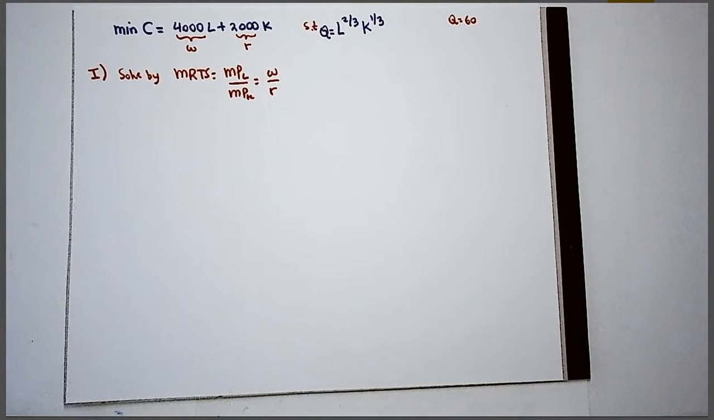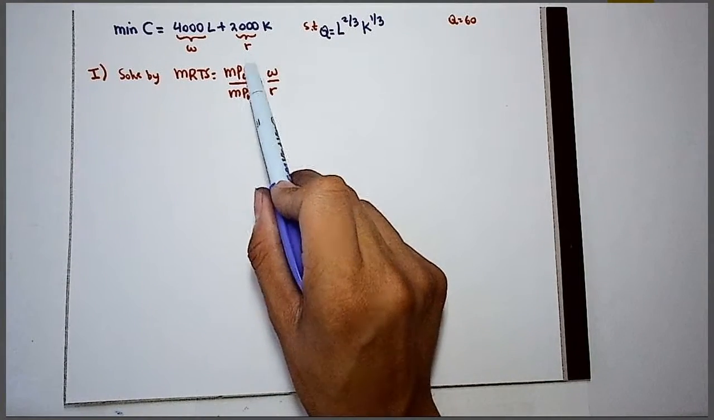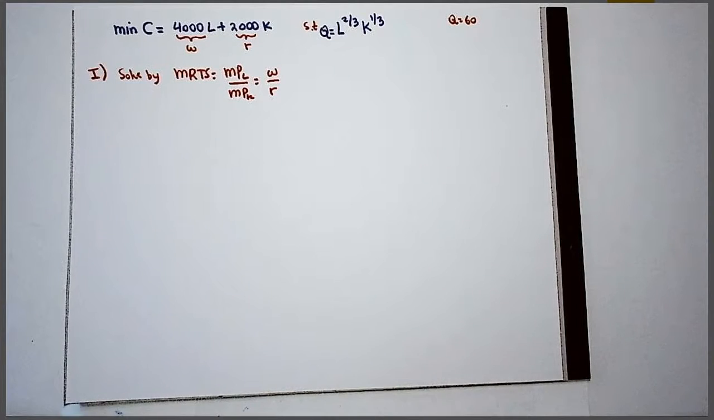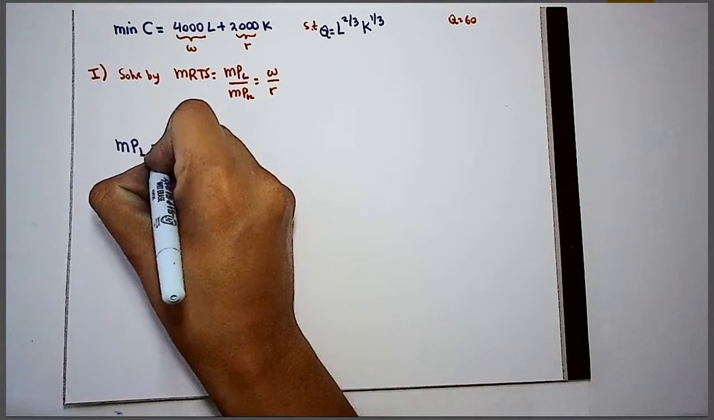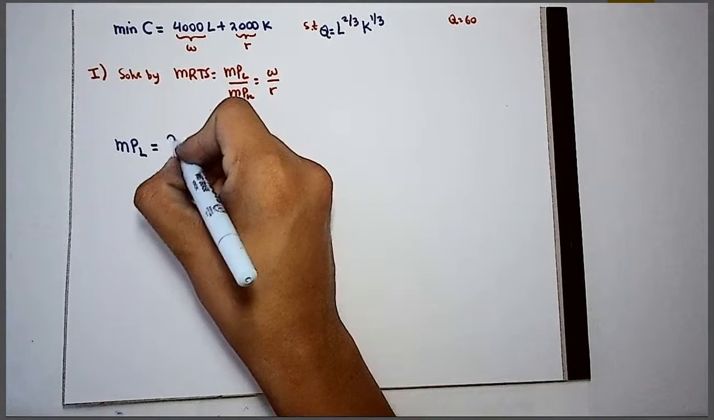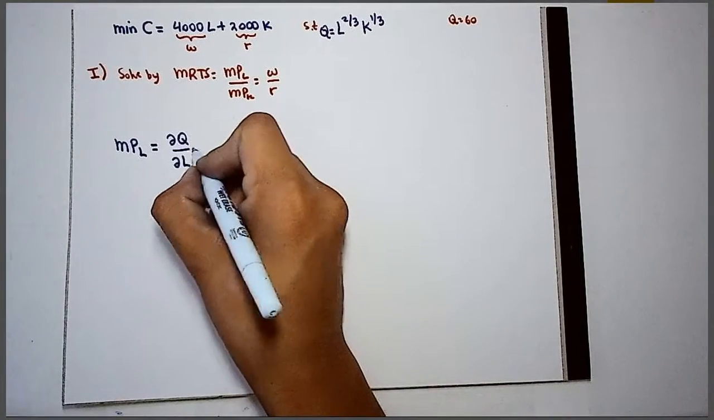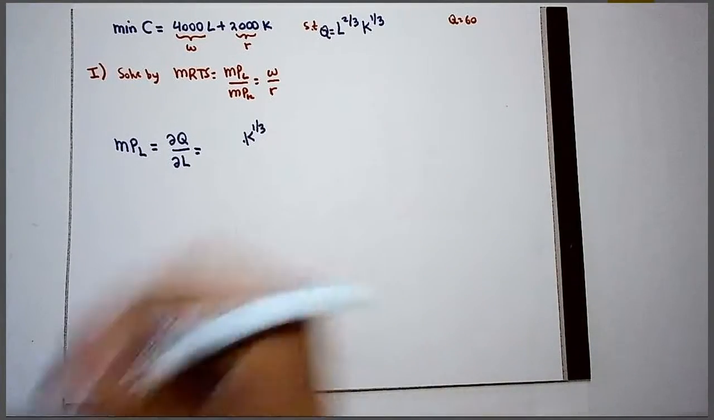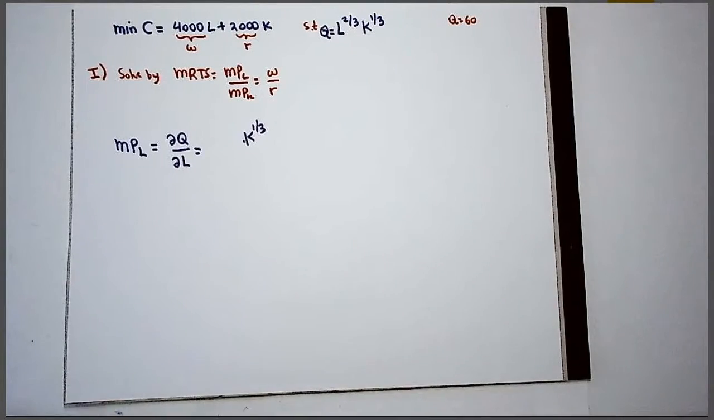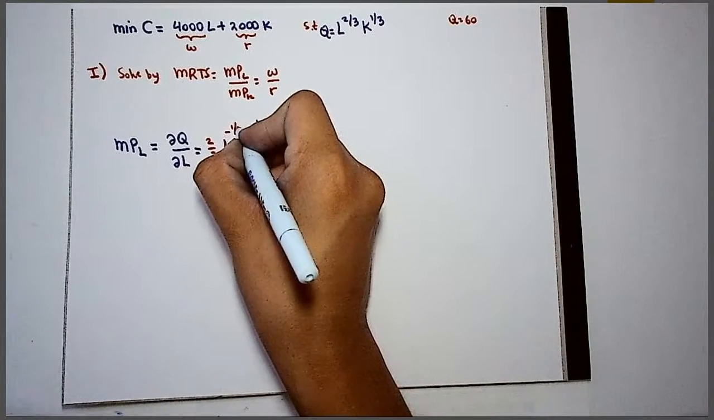First, we will solve this problem by using the relationship of the marginal rate of technical substitution, which is equal to the ratio between the marginal productivities, and that must be equal to the ratio of the prices. To obtain the marginal productivity with respect to labor is simply the derivative of the production function with respect to labor. Here the constant part is K to the 1/3. Then the derivative with respect to labor is 2/3 L to the minus 1/3.